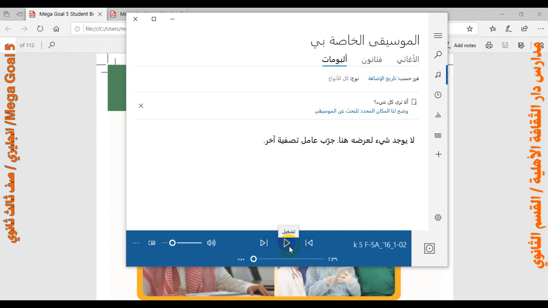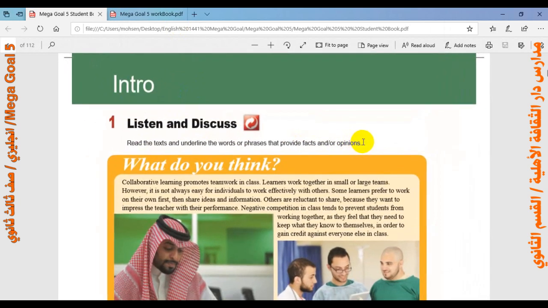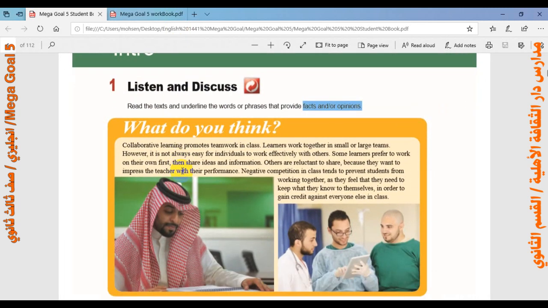Listen again to the intro unit. Yes. Intro unit, pages 2 and 3. 1. Listen and discuss. Read the texts and underline the words or phrases that provide facts and or opinions. Yes. What do you think?